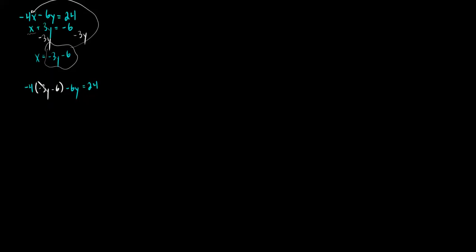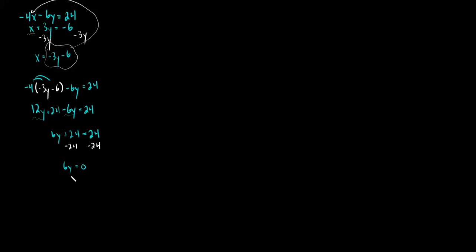All right, so when we distribute this negative 4, we're going to have 12y plus 24 minus 6y is equal to 24. I have some like terms here. 12y minus 6y is 6y, so I have now 6y plus 24 is equal to 24. And now I got to solve for y. I can get rid of this plus 24 by subtracting 24 from each side. And once I get here, I'm going to have 6y. 24 minus 24 is 0. So I now have 6y is equal to 0.